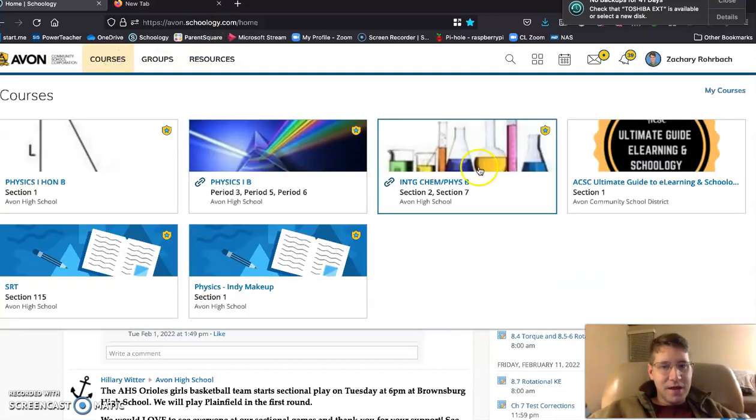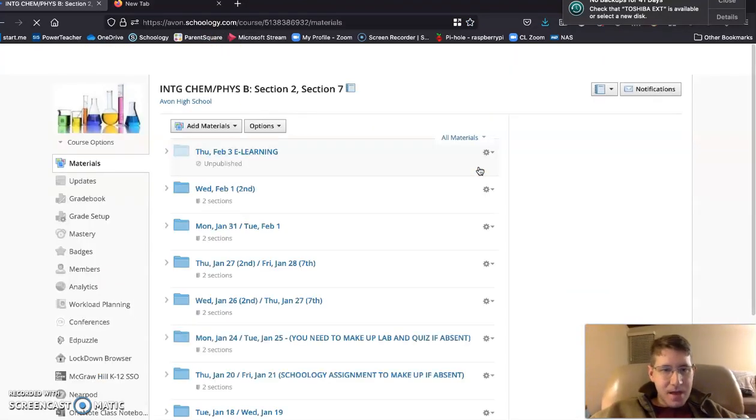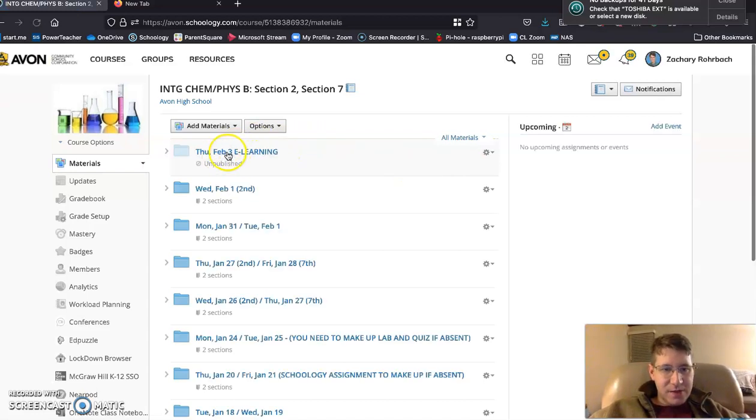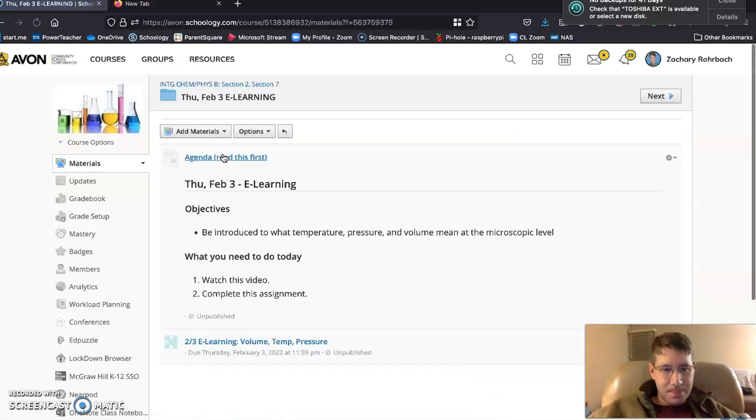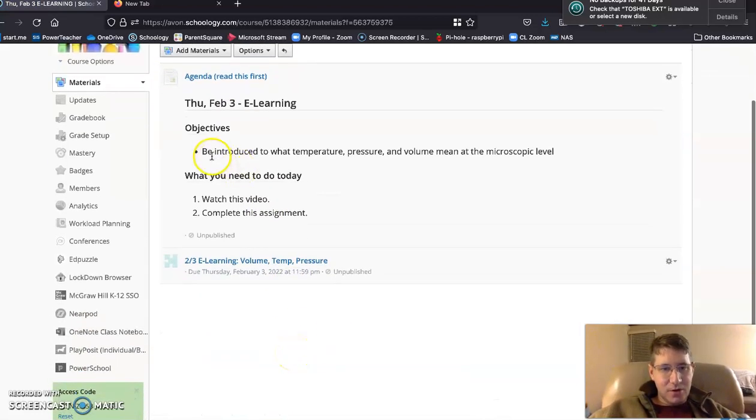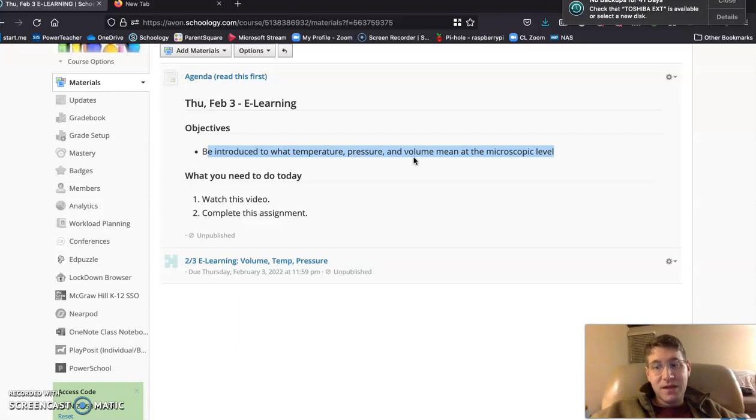So we're going to go find our page, and we're going to find the Thursday, February 3rd e-learning folder. And here it says our goal is to be introduced to what temperature, pressure, and volume mean at the microscopic level. Like we've talked about since the beginning of the semester, a lot of what chemistry is looking at things at the microscopic level, so at the individual atoms, and seeing how they lead to things that we can see or experience at the macroscopic level.